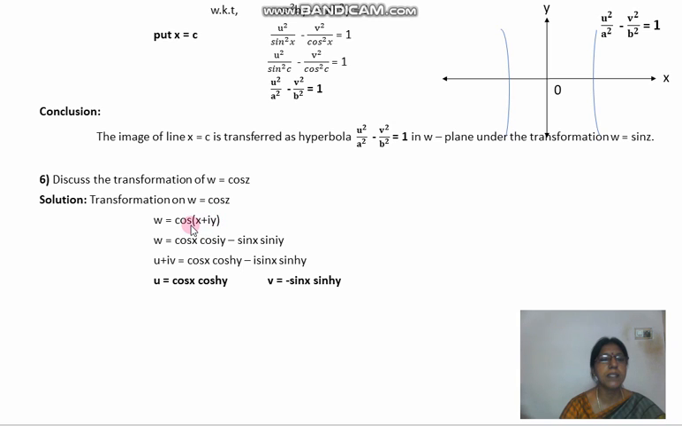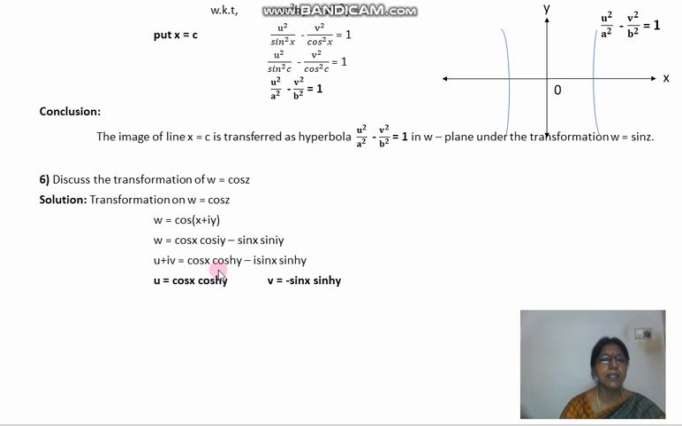What is cos(A plus B)? Cos(A plus B) is cos A cos B minus sin A sin B. So substitute that formula: cos x cos iy minus sin x sin iy. Now W is equal to U plus iv. Cos x as it is, cos iy is cosh y. Already I have told in the previous problem also. Minus sin x as it is, sin iy is i into sinh y.